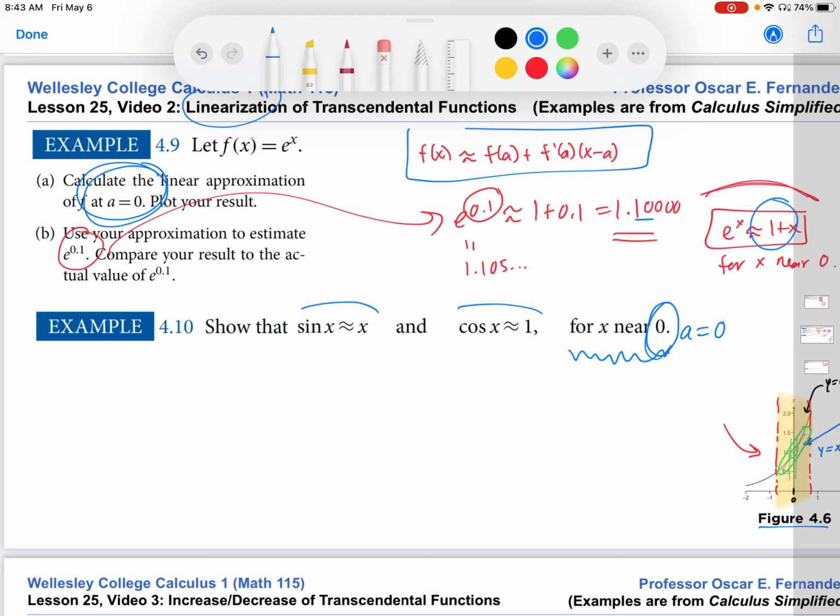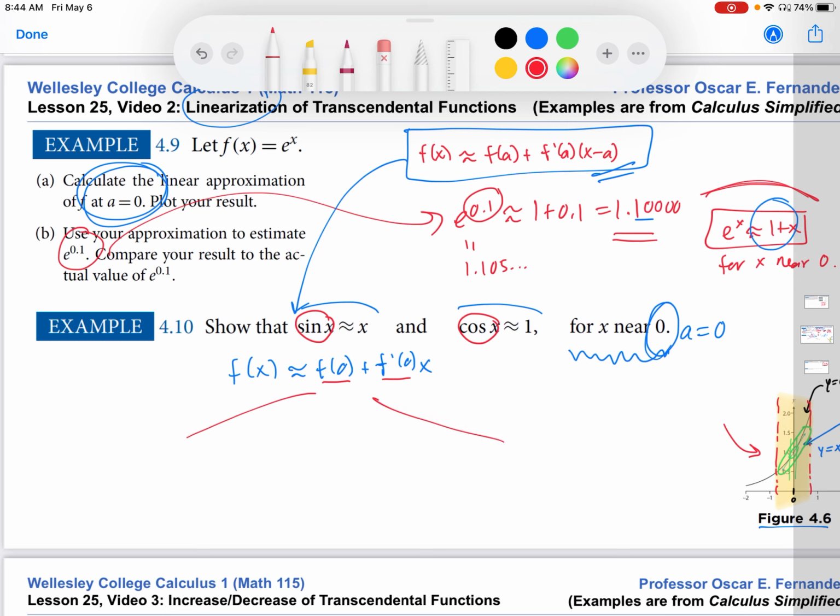So I'm going to go back again to my formula for the linear approximation, and I'm going to write it out, because in both cases we are going to use a equals 0. f of 0 plus f prime of 0 times x, because a is 0. Then I need the value and the derivative at 0 for each of these f of x functions. Over here we're going to do sine x, and over here cosine x. So f of 0, sine of 0 is 0. The derivative of sine we know is cosine x, so the derivative at 0 is 1.